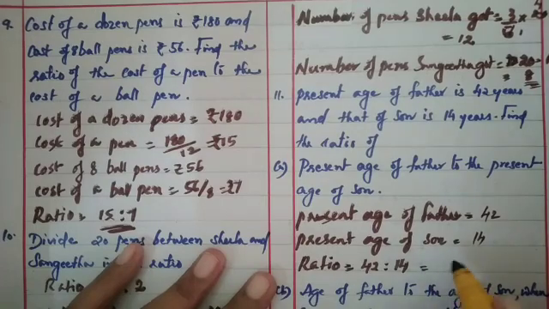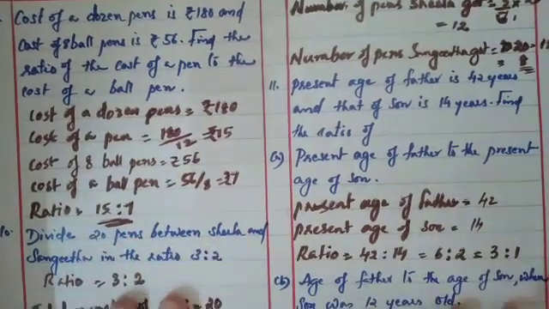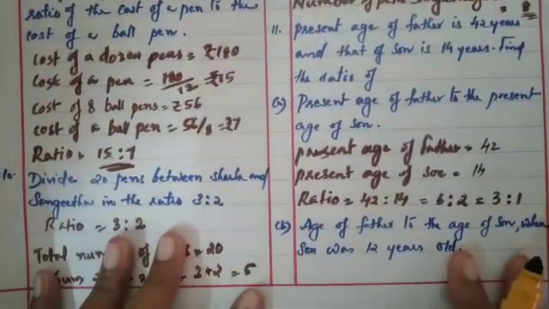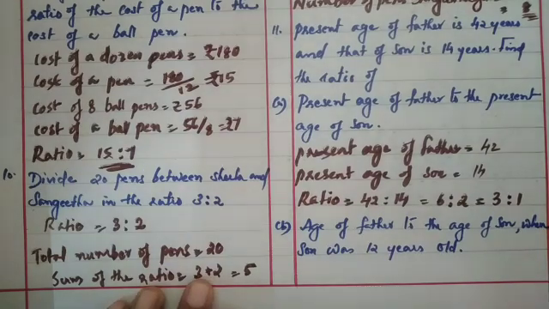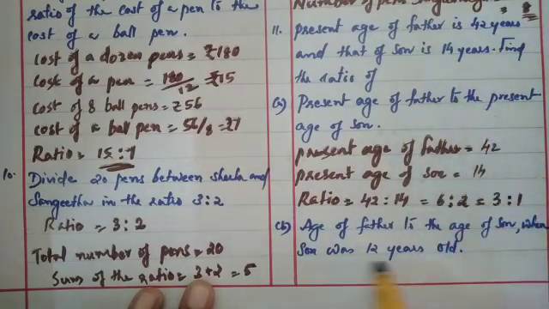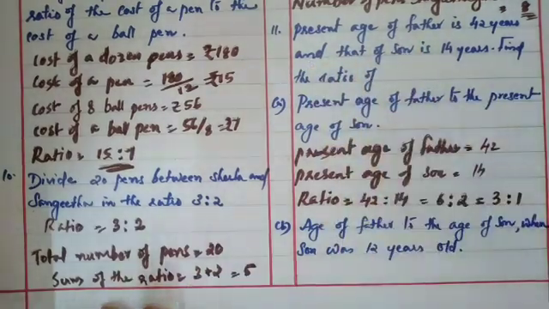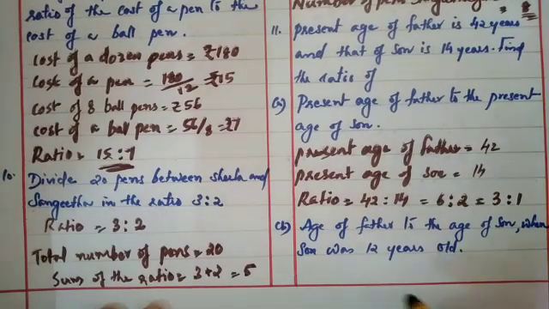7 is the common factor. 7 6 times 42, 7 2 times 14. Then again 2 is the common factor. 3 times 6 to 1 time. 3 is to 1 is the ratio. The next question, part B: age of father to the age of son when son was 12 years old. Present age of son is 14 years. When son was 12 years, 2 years back, so you have to find out the age of father 2 years back.